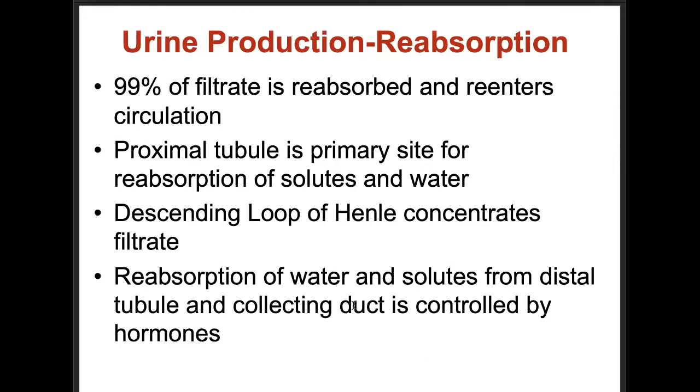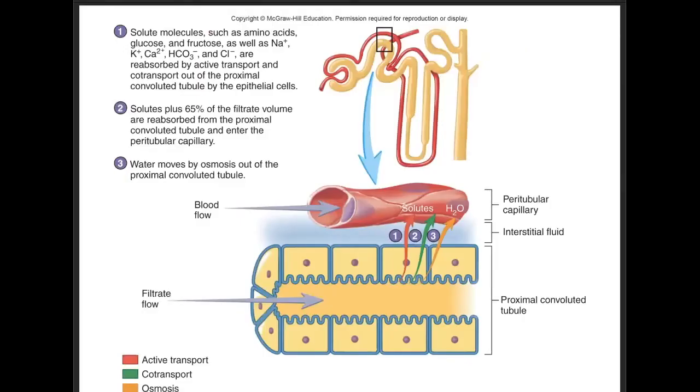99% of the filtrate is reabsorbed and re-enters our circulation. The proximal tubule is primarily the site for reabsorption of solute and water. Please remember this one. The proximal tubule is the primary site for reabsorption of solutes and water, while the descending loop of Henle concentrates the filtrate. Reabsorption of water and solutes from the distal tubule and collecting duct is controlled by hormones, which we're going to talk about later on. Okay, illustration here.